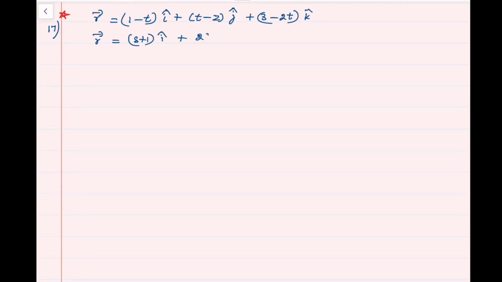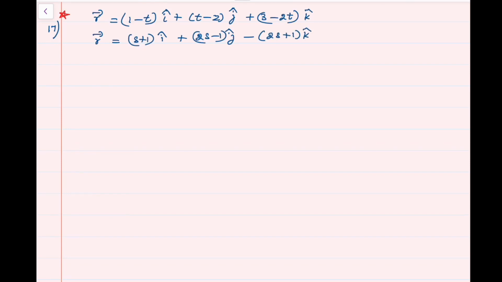Question number 17. It is an important question. Find the shortest distance between the lines whose vector equations are vector r is equal to (1 minus t) i cap plus (t minus 2) j cap plus (3 minus 2t) k cap, and vector r is equal to (s plus 1) i cap plus (2s minus 1) j cap minus (2s plus 1) k cap.